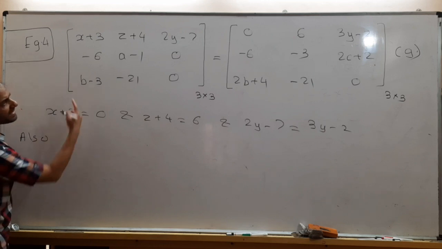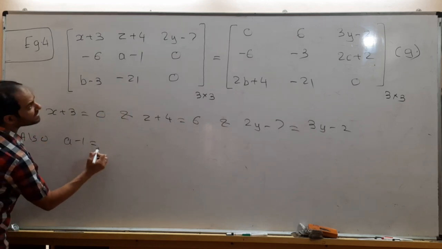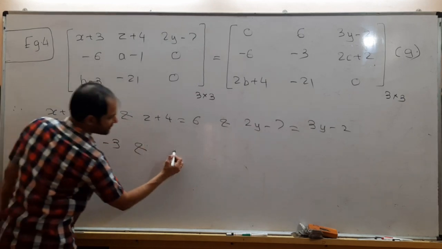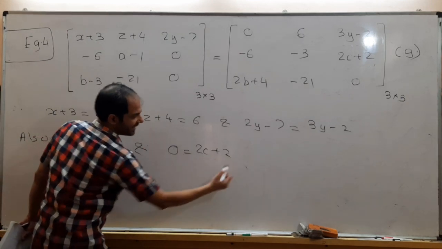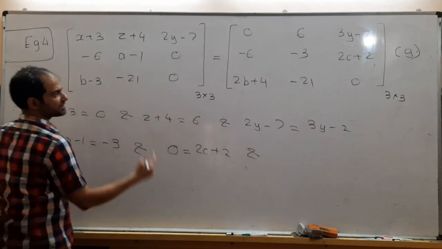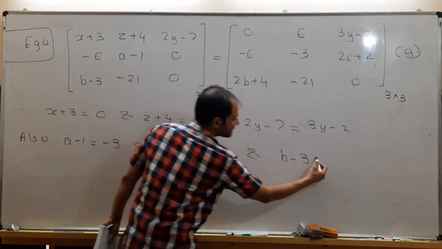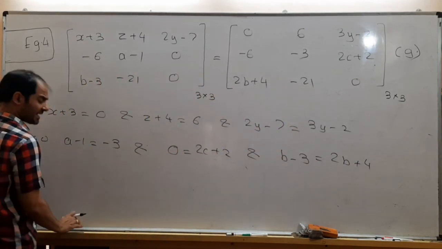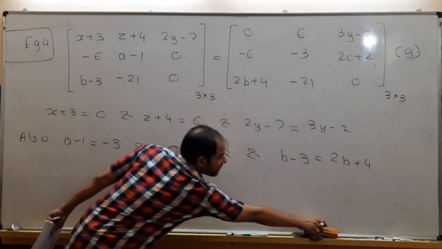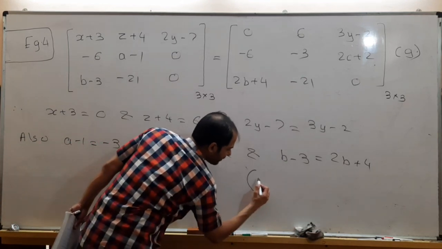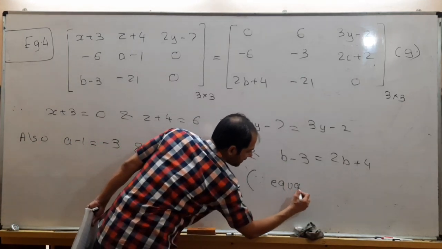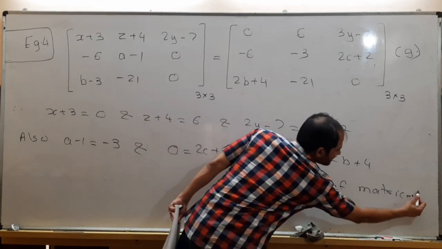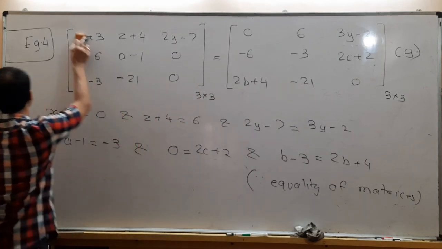Also minus 6 is equal to minus 6, a minus 1 will be equal to minus 3, and 0 is equal to 2c plus 2, and b minus 3 is equal to 2b plus 4, and obviously minus 21 is equal to minus 27 minus 21, 0 is equal to 0. So this is as per equality of matrices. And now we just have to solve these equations and we will directly get the values.